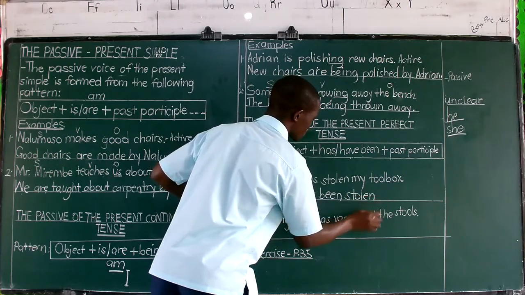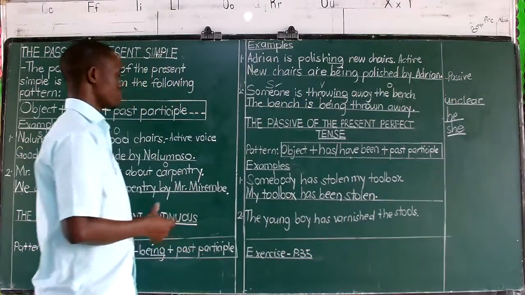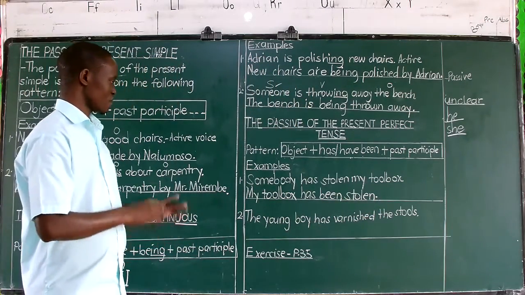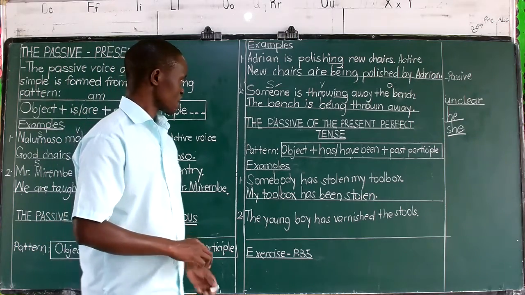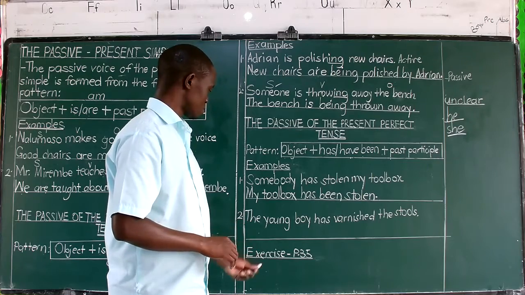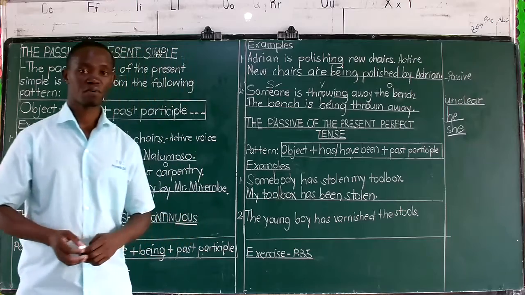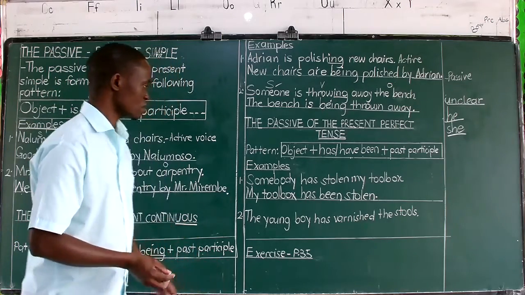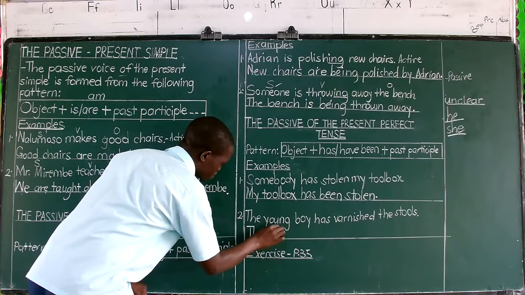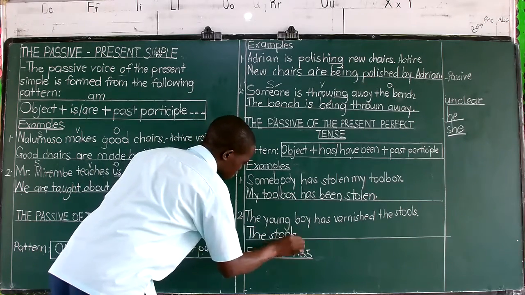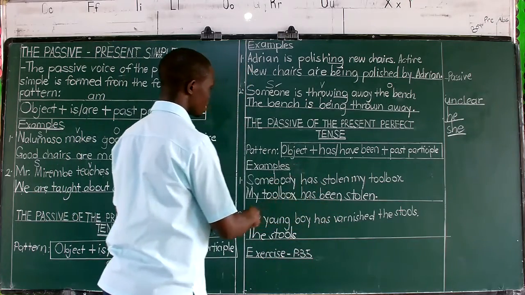Do we need to mention the doer? No, because the doer is an unclear subject. My toolbox has been stolen. Simple as that. Then the very last example I have for you under the passive voice of the present perfect is this. The young boy has vanished the stools. Begin, yes, with the object, and that is the stools. Change it to passive. After stools, either has been or have been.